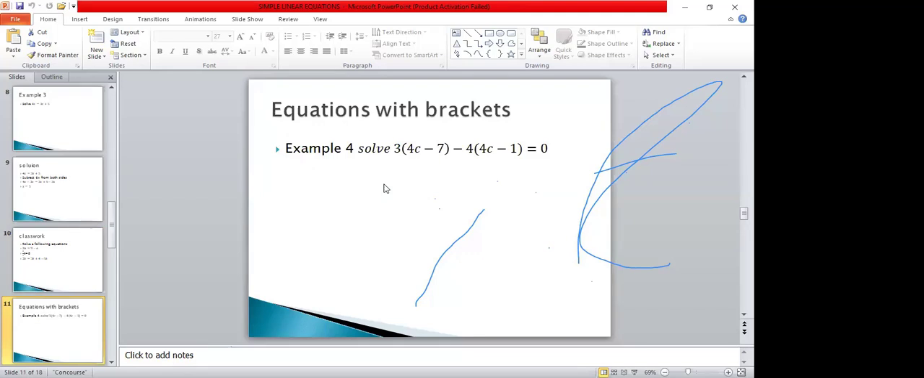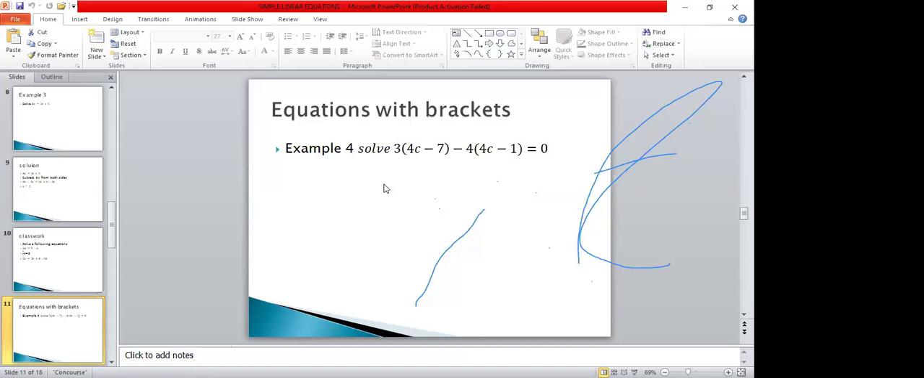Example 4. Equation with brackets. As you can see from the slide, the equation here has brackets. So we have 3 into bracket 4c minus 7, minus 4 into bracket 4c minus 1, equals 0. Of course, it is an equation, and in an equation we always have an equality sign. That is equal to 0.